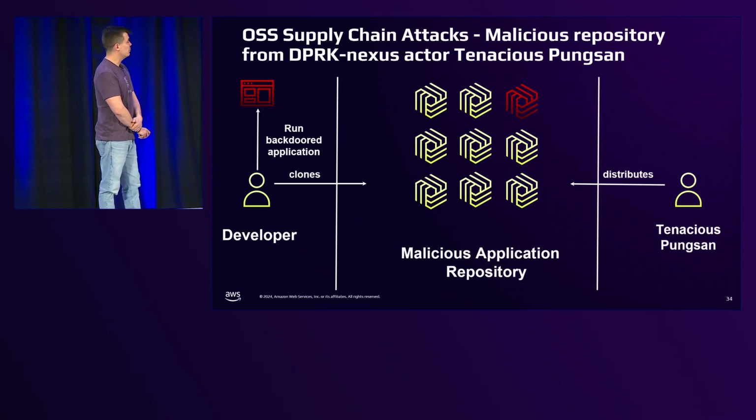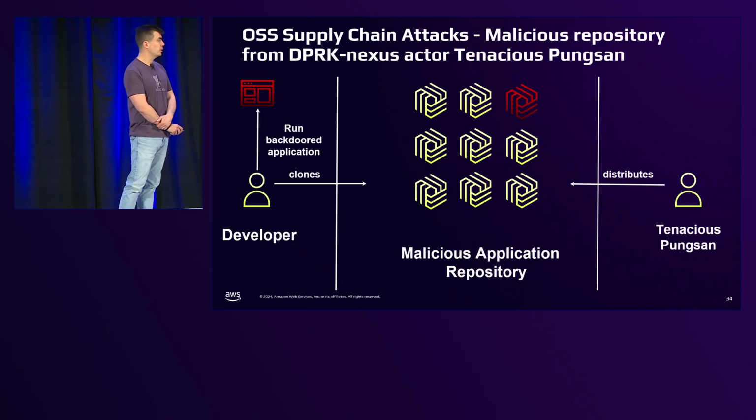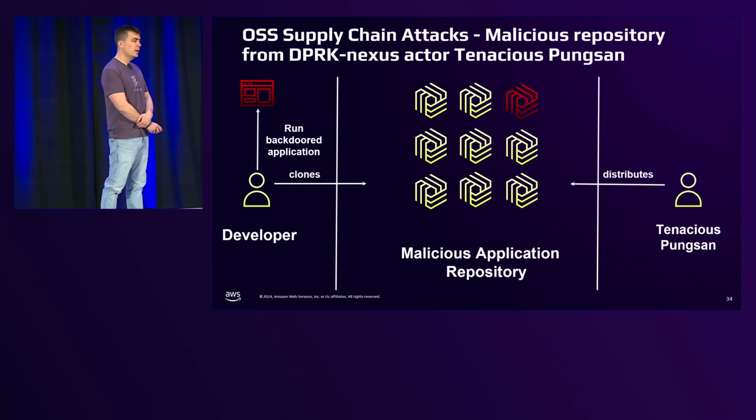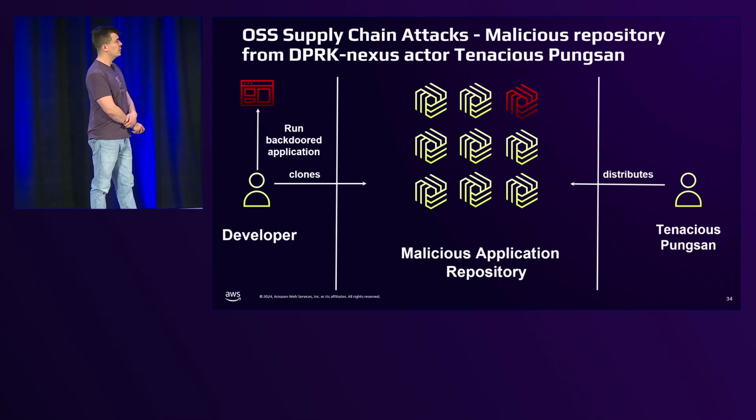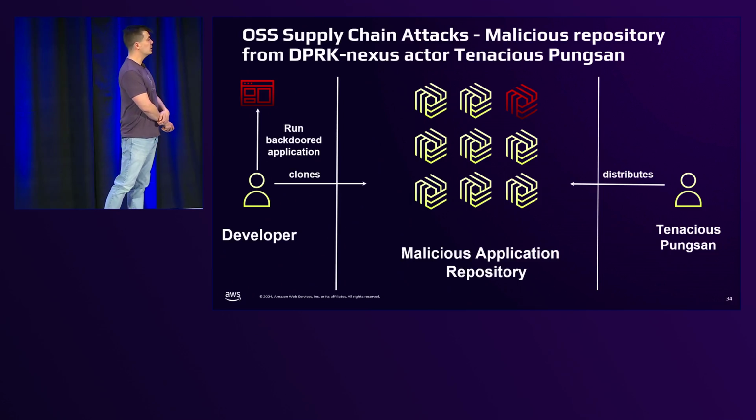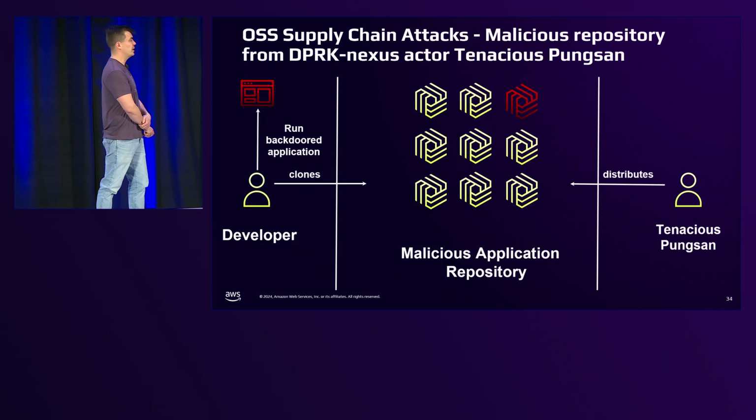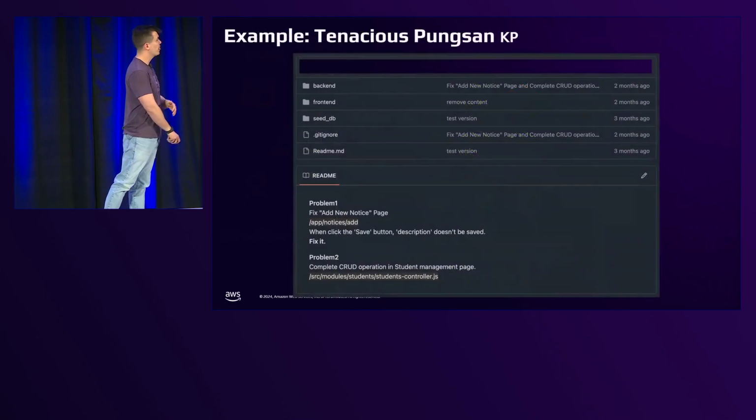Tenacious Pungsan relies on going after developers who are looking for a crypto-related job. They recruit them on gig sites, and then force them to take a coding interview. That coding interview is usually in a GitHub repo that Tenacious Pungsan distributes to them, and that specific repo is backdoored. Once the developer runs that backdoored repo, there's some stealer malware, which I'll show in a second, but it's also used as initial access for North Korea to pivot into a company.